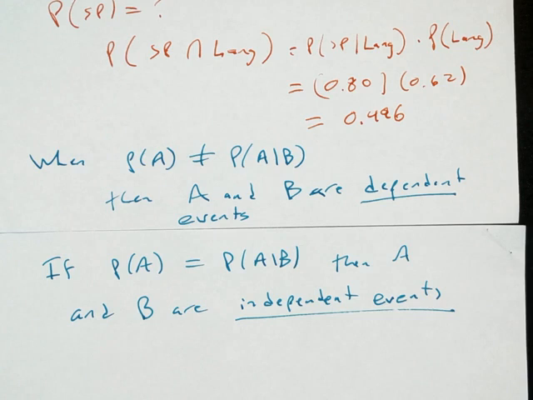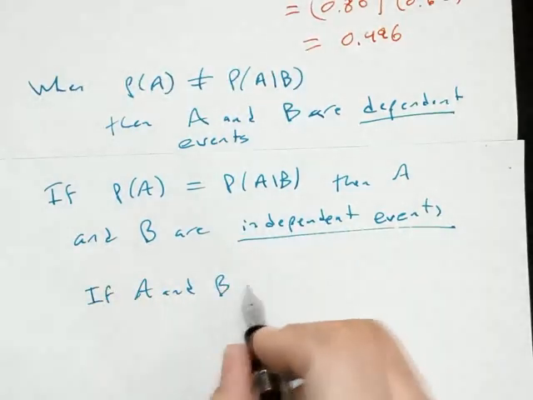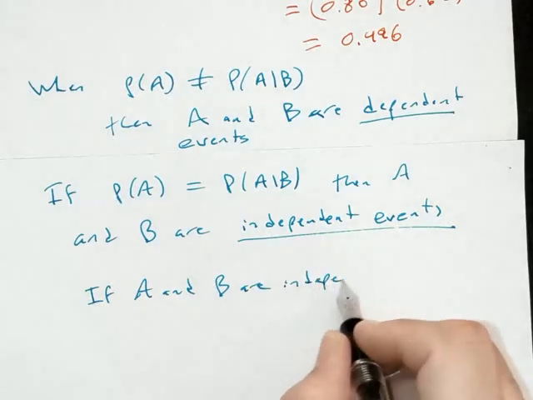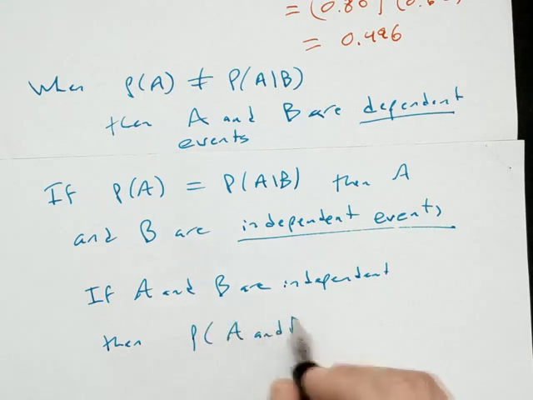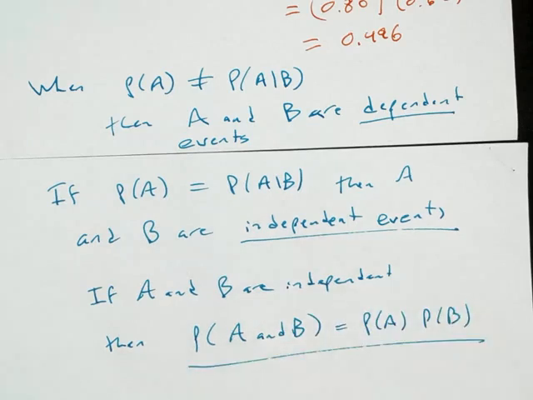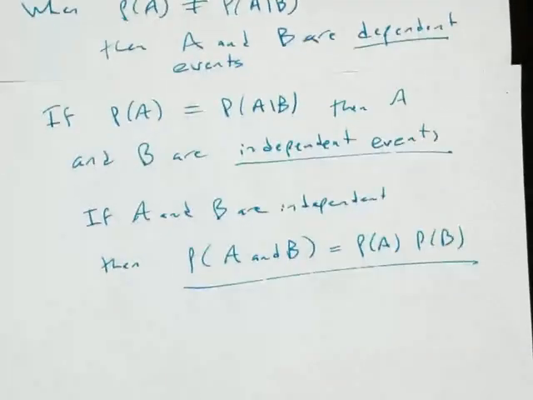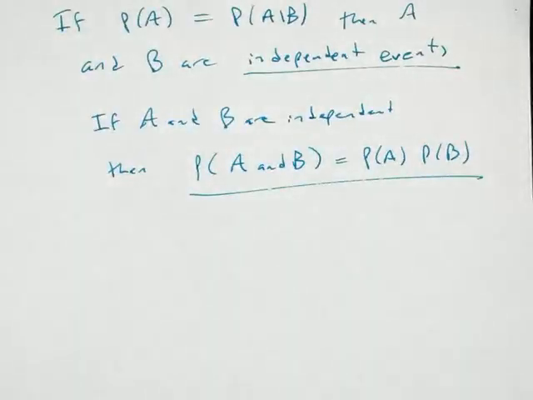How does that affect our multiplication formula? Colin, here's the formula you wanted. When my events are independent, I can just multiply the individual probabilities, but only when my events are independent.